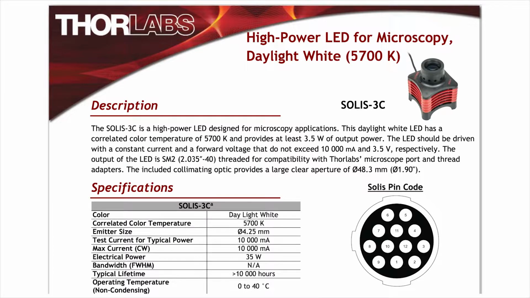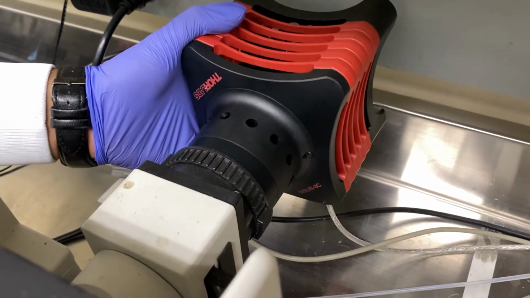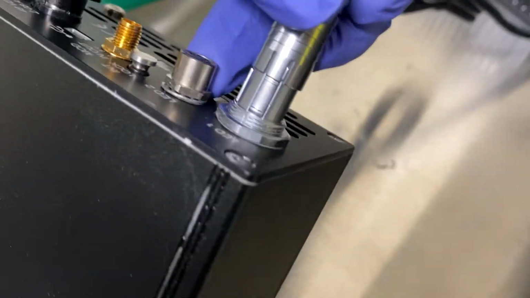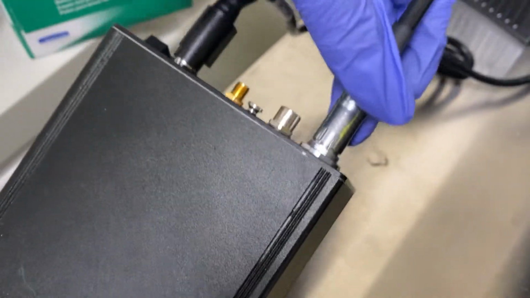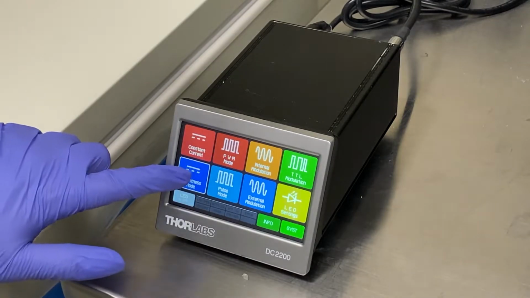To set up the LED, attach the Nikon adapter to the front of the LED, and then attach the LED to the back of the microscope. Connect the LED cable to the LED driver. Then, turn on the driver and set to brightness mode with full power.